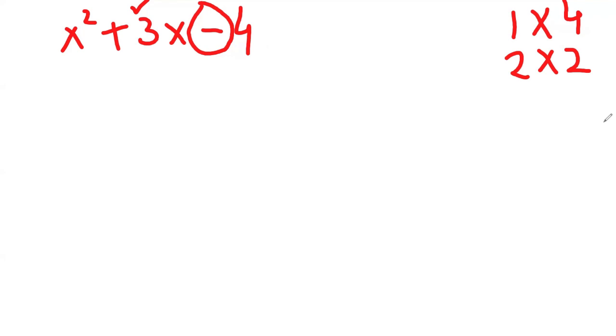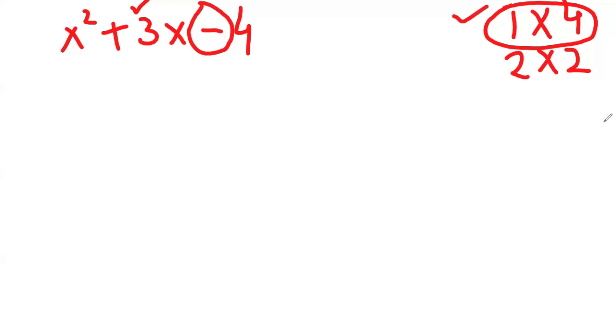So what is the correct choice? 1 multiplied by 4 or 2 multiplied by 2? What is the correct choice? 1 multiplied by 4 is the correct one. How do I know? Because when I subtract 4 and 1, I will get 3, right? 4 minus 1 will give you 3. So this is the correct one.